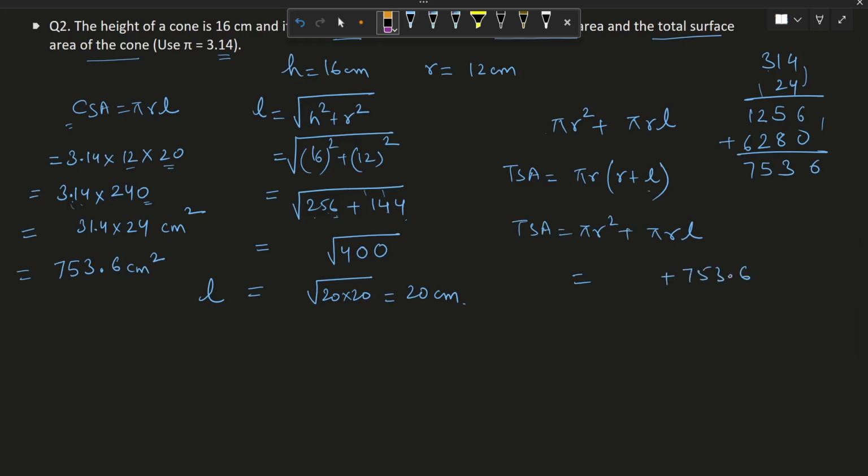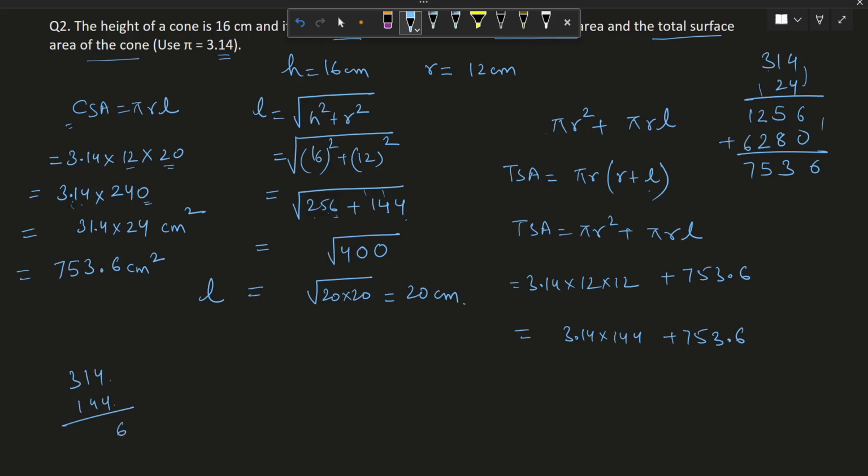What is pi r square now? Pi r square will be 3.14 into radius was 12 into 12. Little longer calculation because it is what? 3.14 into 144, square of 12. So let's multiply this. 314 into 144. Let's do it a little faster.